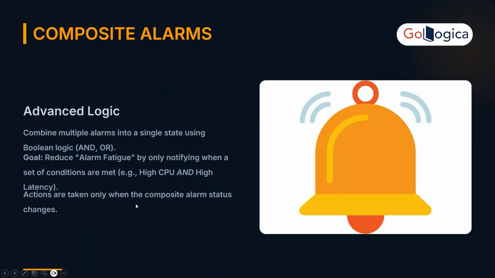So actions are taken only when the composite alarm state changes. That is what the AND is. So if both conditions hold, it is over 60% and it is sustained for 2 minutes, then it will raise the alarm. Not before that.